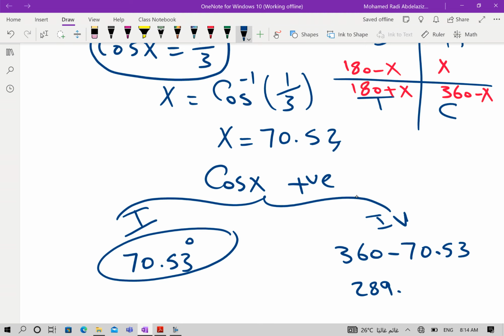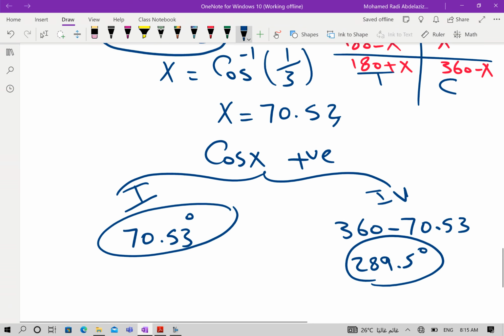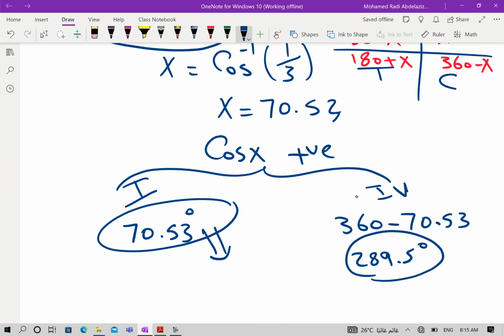One decimal place, 28.5. Look at the range. The range is from 0 to 360. If you try to add a complete rotation, it is out of range. If you try to subtract a complete rotation, it is out of range. This angle is accepted, there is no more. Look at this angle. Is it in the range? Yes. If we add a complete rotation, out of range, subtract the complete rotation, out of range, so both are accepted.